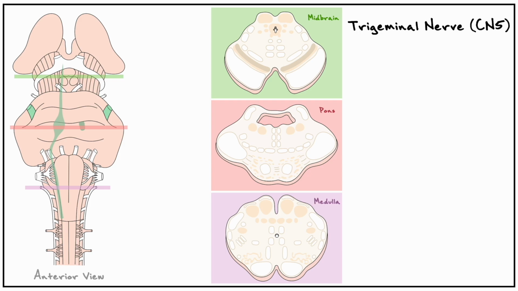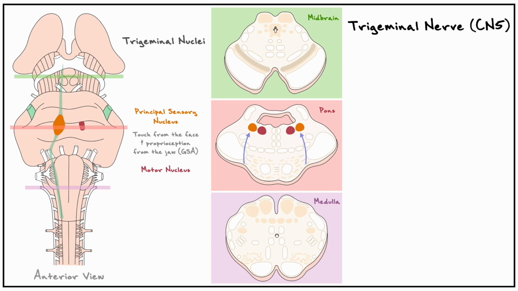Starting at the pons, we can find 2 divisions, namely the principal sensory nucleus in orange and the motor nucleus in red. In terms of their functions, the principal sensory nucleus mostly receives sensory information about touch from the face and proprioception from the jaw. On the other hand, the motor nucleus is responsible for innervating the muscles of the first pharyngeal arch, which are mainly the muscles of mastication, and the tensor tympani, a small muscle in the ear.